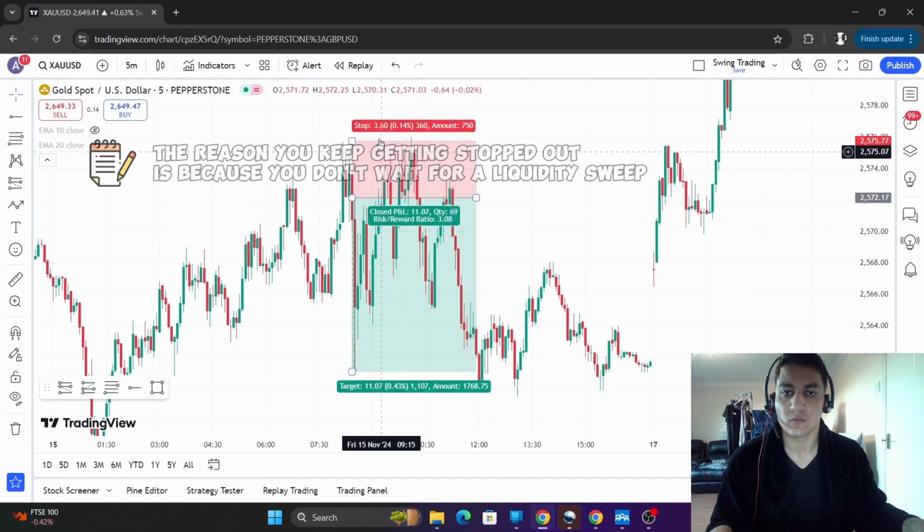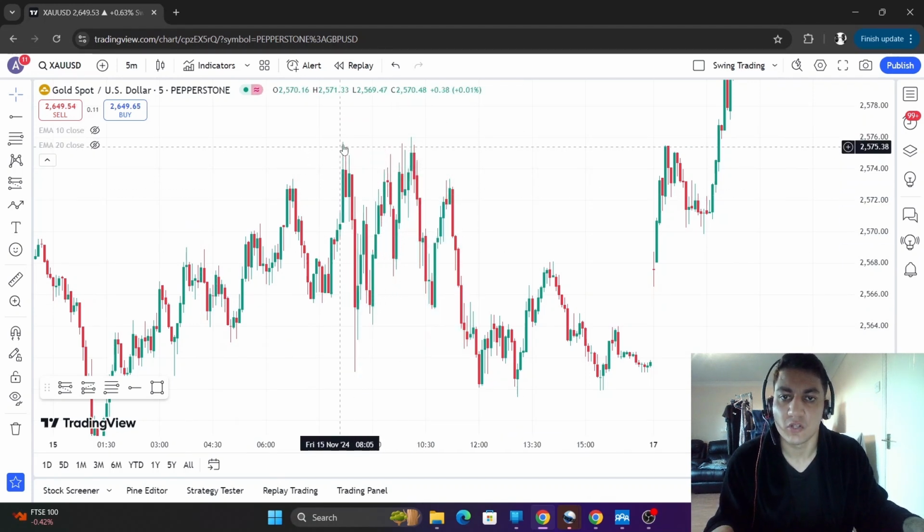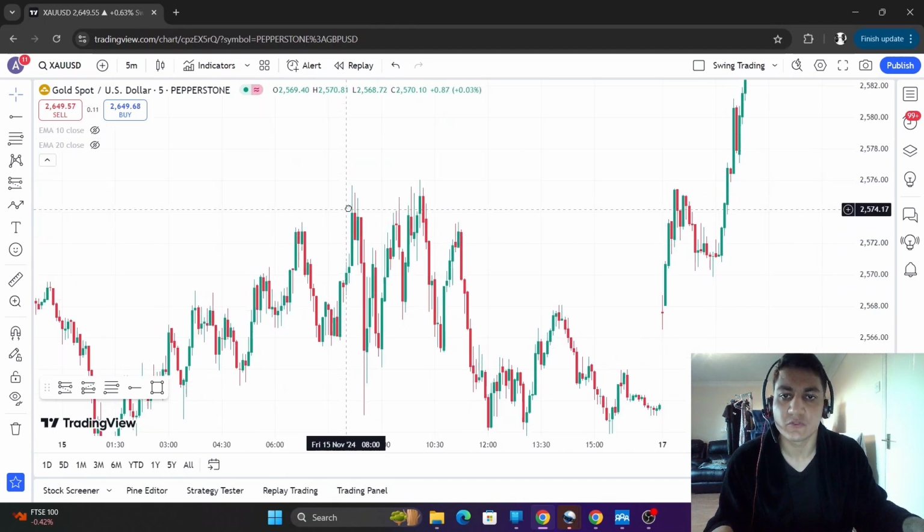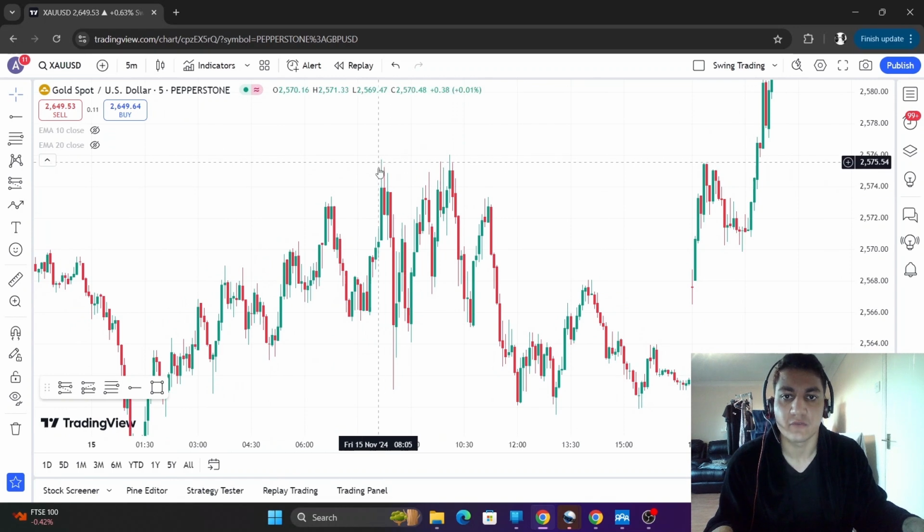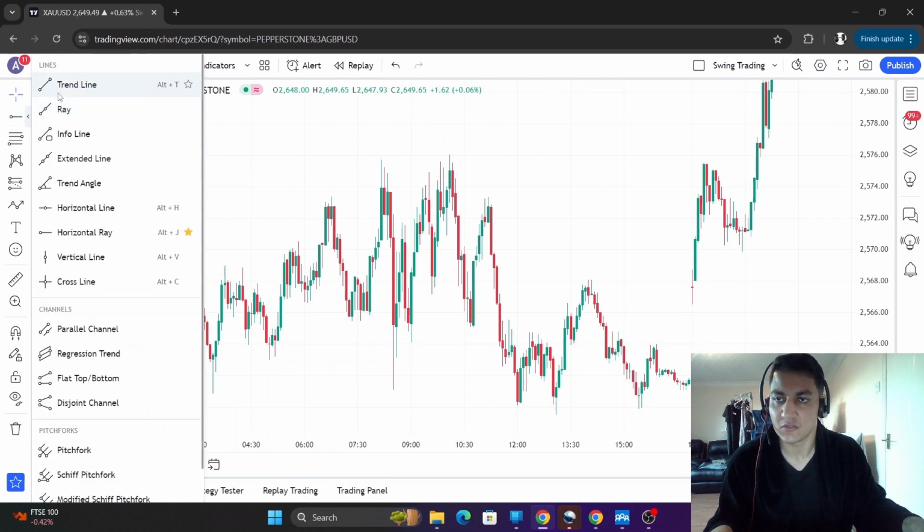Now, what is a liquidity sweep? We know at this high here, there's lots of stop loss orders. Lots of people have gone short on gold. They know from the higher time frames that we're bearish. So they've got the stop loss orders here. And I'm going to mark this out, right? Because this is so important.